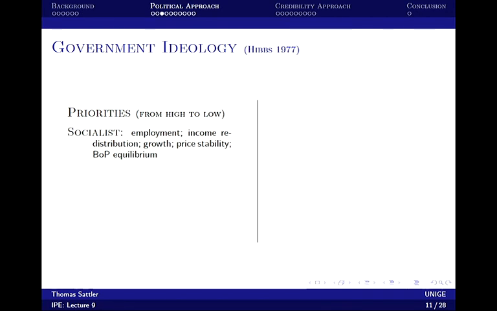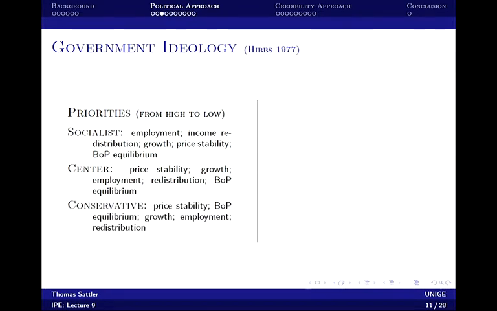So we assume we're having three parties who represent different groups, different classes. The first one, the socialist party, is representing the working class. And they care about different things. They care about employment, growth, price stability, and the balance of payment equilibrium, to what extent we have a current account deficit or surplus. But in this order, they mostly care about employment, and they put fairly little weight on price stability. Then we have a center party, which represents the middle class, which cares about both price stability and growth and employment. And then we have the conservative party, which represents capital owners, and they care mostly about price stability. They put very little weight on employment, right?